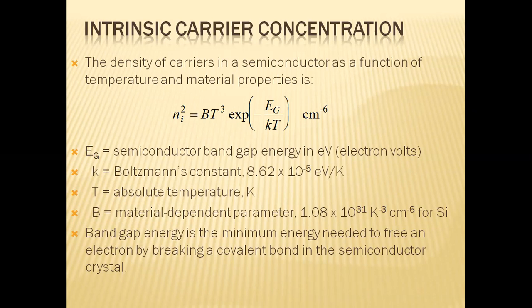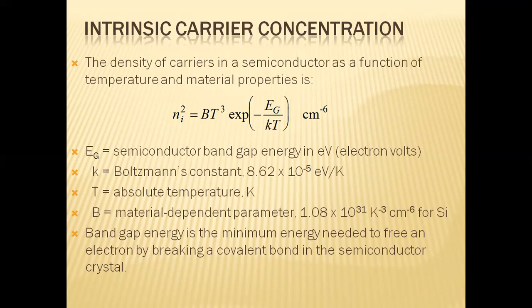Moving on to the intrinsic carrier concentration, the density of carriers in the semiconductor is a function of temperature and material properties. So the type of material and the consideration of its properties, such as heat and electricity, strength, stiffness, ductility, malleability, etc. The material properties, and at a range of temperature it can be resisted.